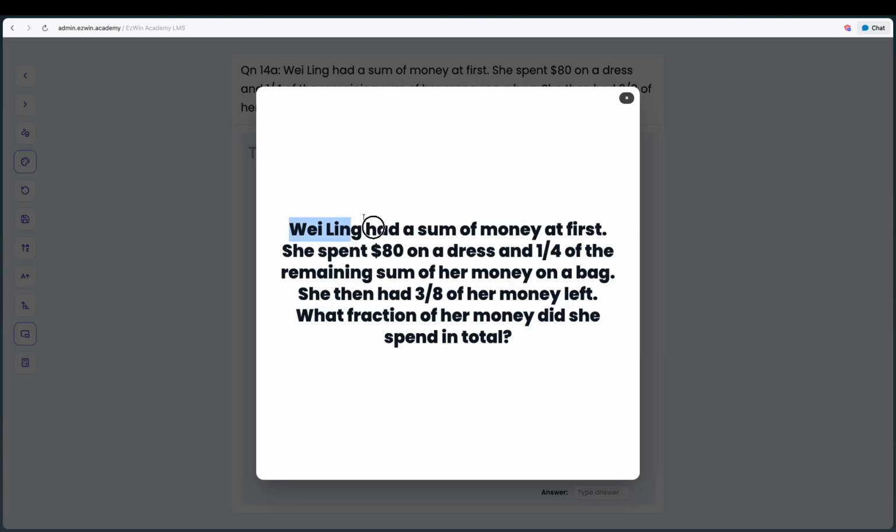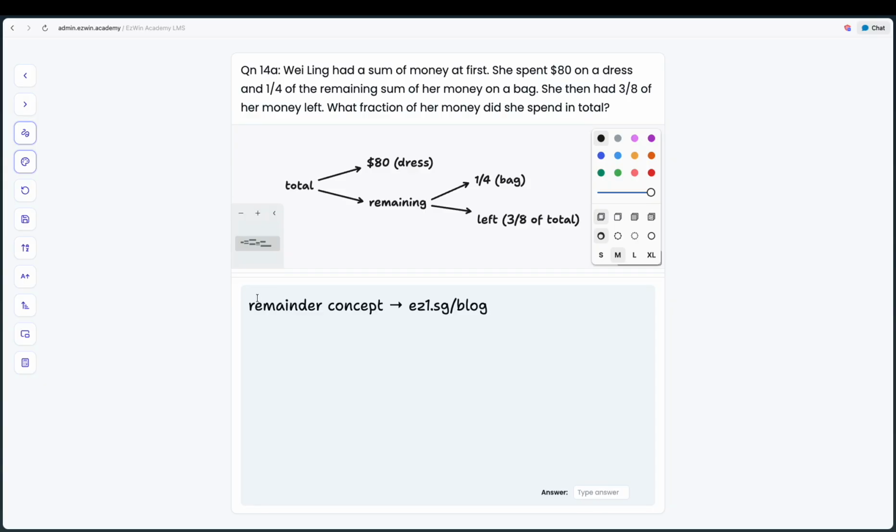Question 14a. Wei Ling had a sum of money at first. She spent $80 on a dress and 1/4 of the remaining sum of her money on a bag. She then had 3/8 of her money left. What fraction of her money did she spend in total? Alright, so this is what we call a remainder concept. So you can go to easy1.sg/blog to find out more.